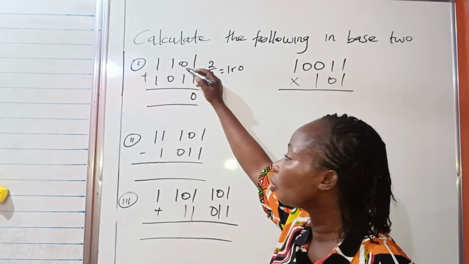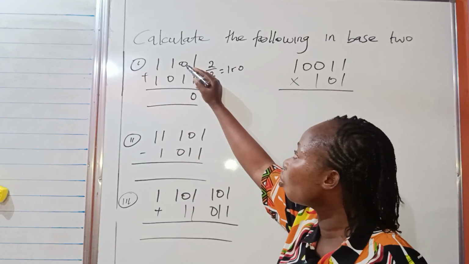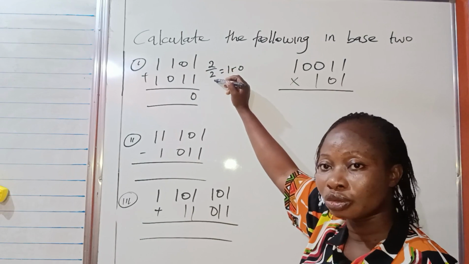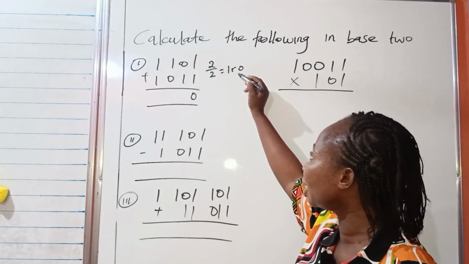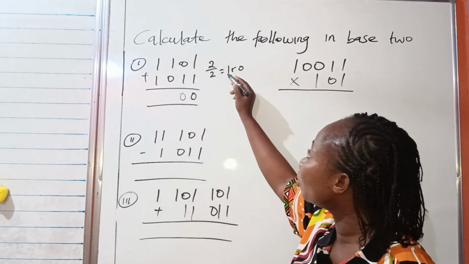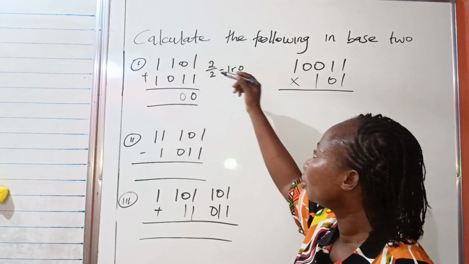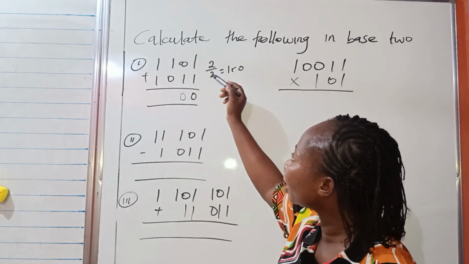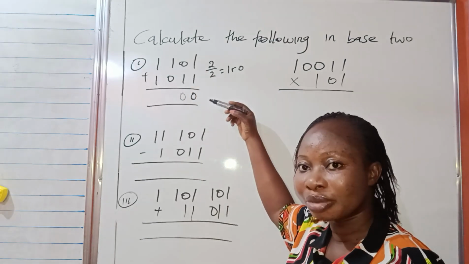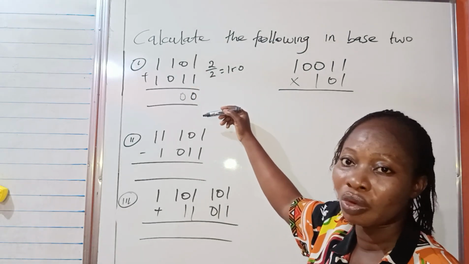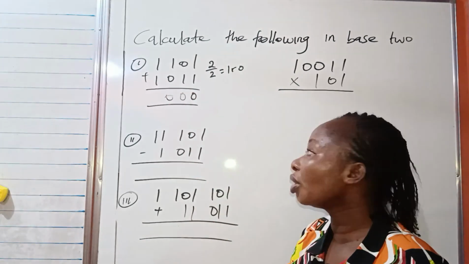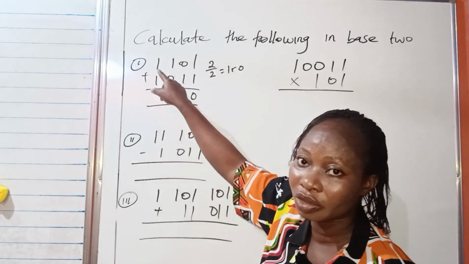This 1, we carry it over to join this, and that will become 1 plus 1. 1 plus 1 is also 2. 2 dividing by the base will be 1 remainder 0. So we write 0 here again. The remainder, the 1, we bring it here. So 1 plus this one, the one that we carry from here, plus this one, will give us 2 as well. 2 dividing by 2 will give us 1 remainder 0. So we write the 0 here.